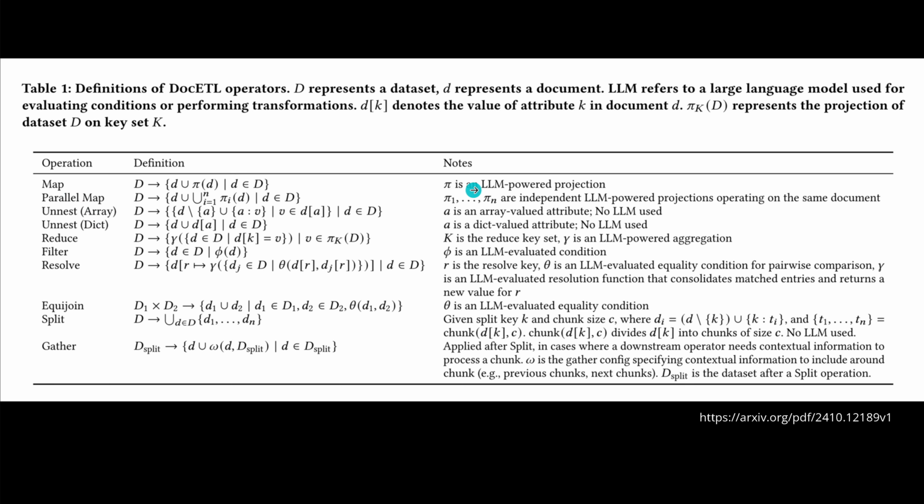So map here is simply an LLM-powered projection function. Reduce, absolutely, is an LLM-powered aggregation function. So now it's not the brain of the coder that writes the code anymore, but now we say, hey LLM, do this for us, help us here in the implementation. Filter: LLM-evaluated conditions. So you get the idea. And we have an equijoin, remember the old join, left join, right join, and whatever. Split and gather, yeah exactly, we are talking here about chunking.